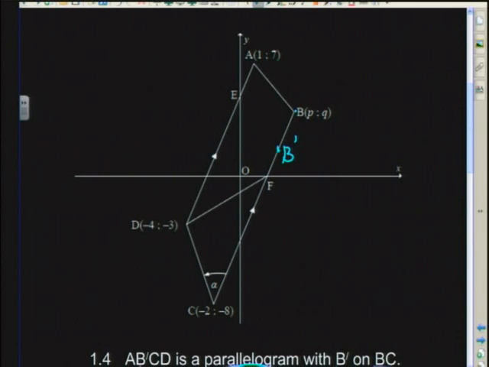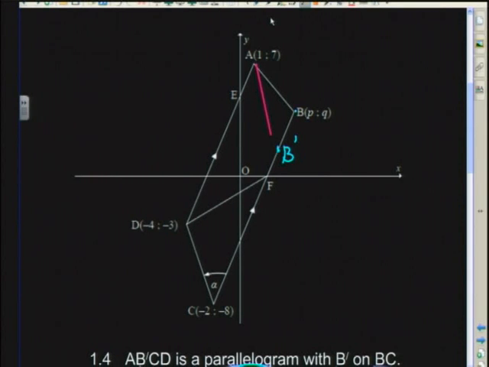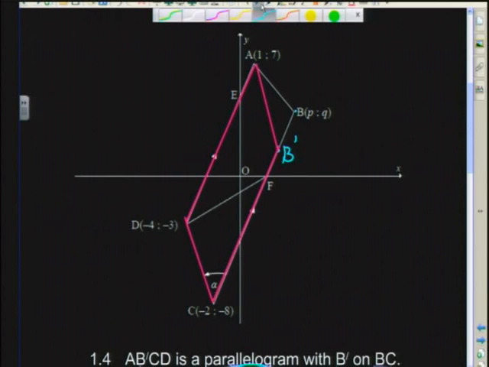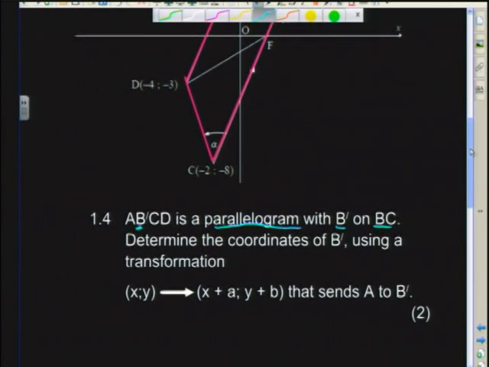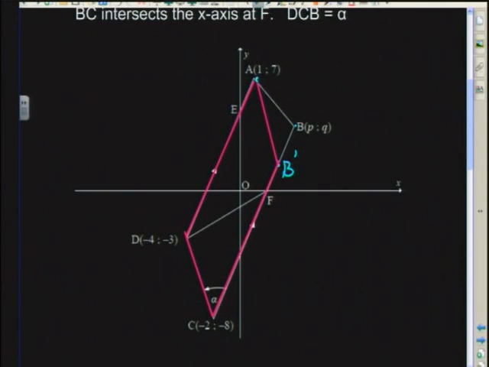And what's going to happen to the new shape is that this new shape A, B prime, C, D is going to become a parallelogram, a palm for short. So that shape there, A, B prime, C, D is now a palm. They then say to you, determine the coordinates of B prime using a transformation that takes you from the point x, y to send A to B prime. So they want to know, how are you going to get from this point A to that point B prime? What transformation gets you from there to there?